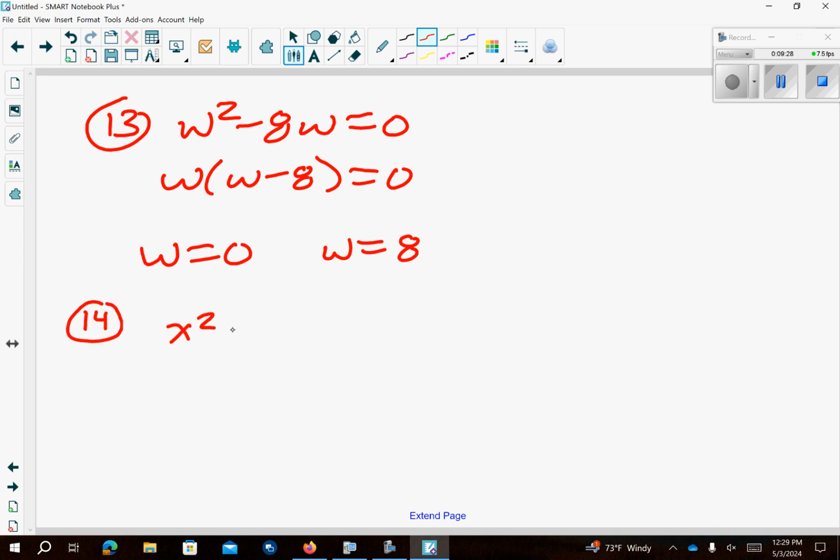I get x squared. Go ahead and add 2x to both sides to bring it over on the right side. Minus 8 equals 0. I think I can factor this. That's going to be x plus 4, x minus 2. So my answers are x equals negative 4 and x equals 2.